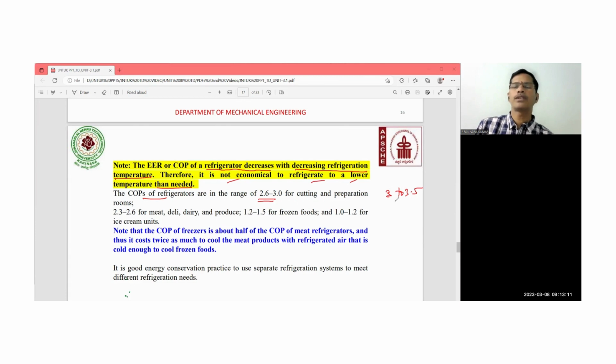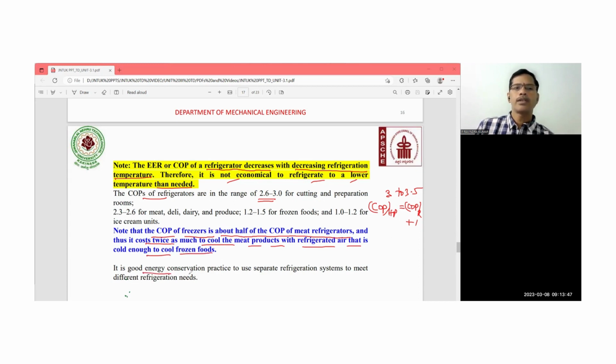So one value is greater than the other, because we have already learned that COP of a heat pump is equal to COP of a refrigerator plus 1. Right? So note that the COP of a freezer is about half of the COP of a meat refrigerator. And it costs twice as much to cool the meat products with refrigerated air that is cold enough to cool the frozen food.